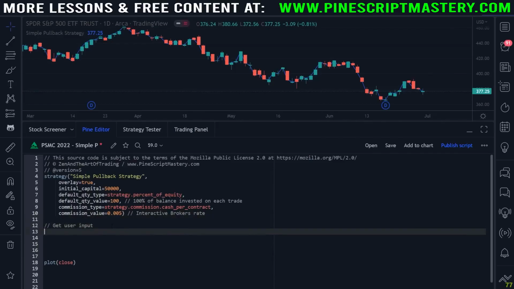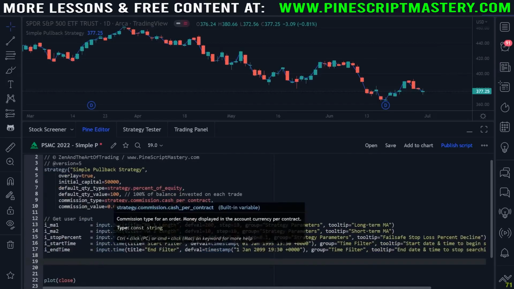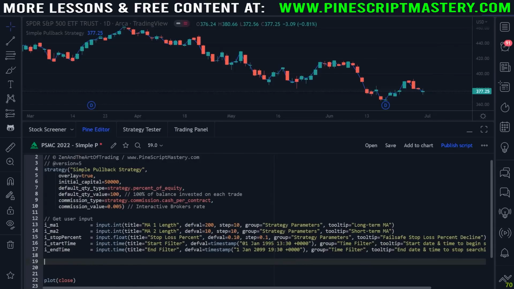So to save time, I'm just going to copy and paste some code I've already written because it's not important how the user input code is written, but we need several inputs here. So we need moving averages. One is the 200 SMA, the other is a 10 period SMA. So a long-term and a short-term moving average.